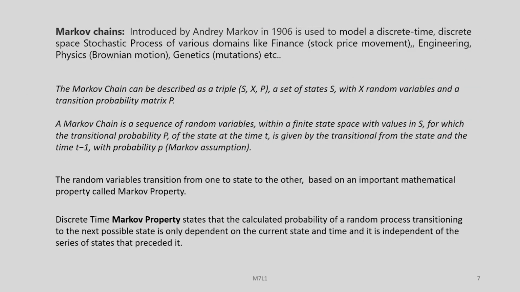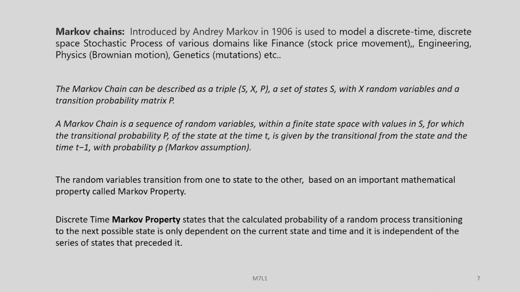Let us now go to a concept called Markov chains. Many of you may already know it. This was introduced by Andrey Markov in 1906 and is used to model a discrete time, discrete space stochastic process in various domains like finance, engineering, physics, and even genetics. The Markov chain can be described as a triple of S, X and P: a set of states denoted by S, with X random variables and a transition probability matrix of P.